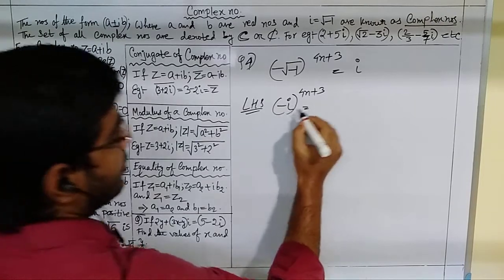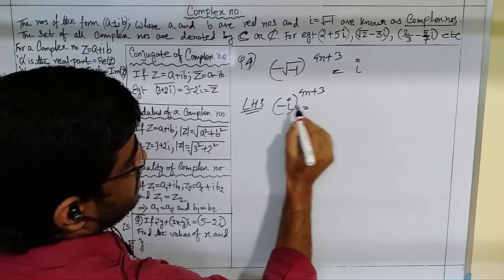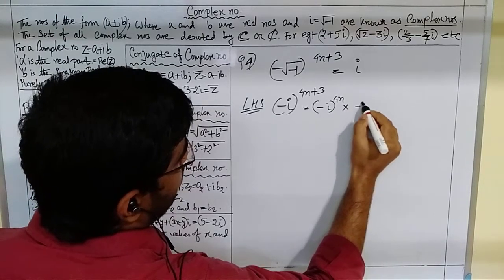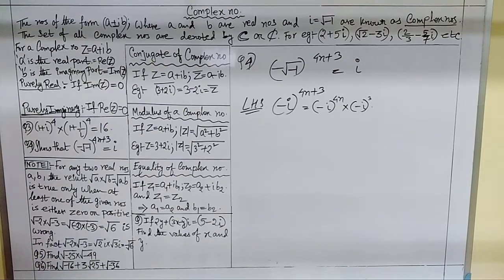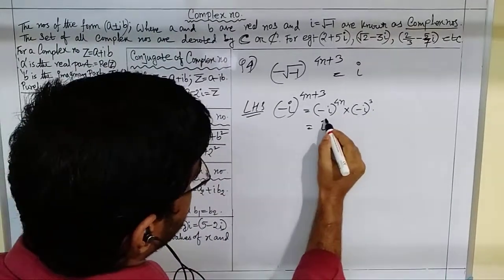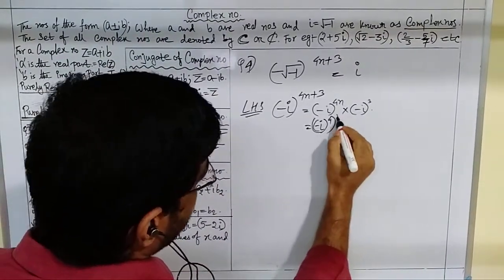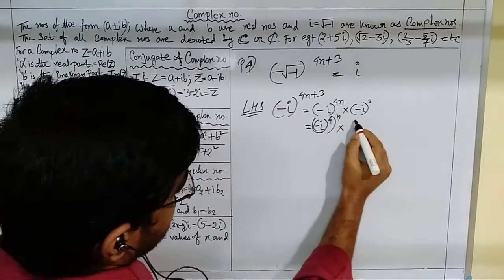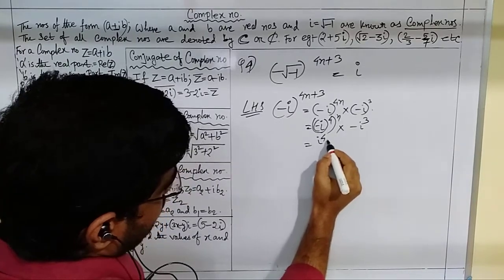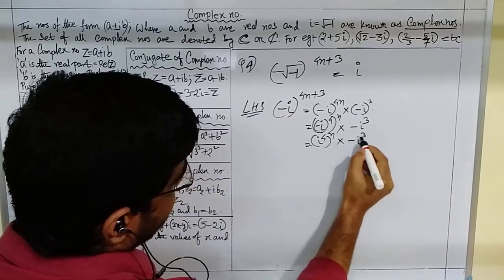This will be equal to, I am placing this minus together with I. So it will be I to the power 4n into minus I whole to the power 3. So I can easily state this as I to the power 4 whole to the power n into minus I cube.